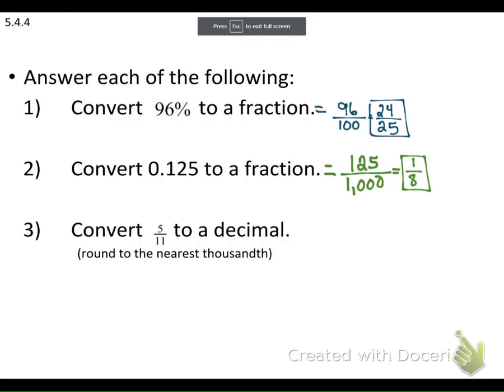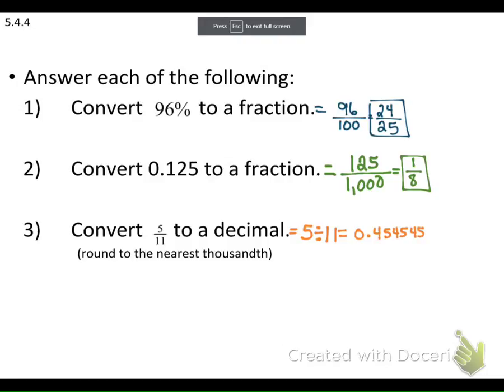Number 3, we're going to convert a fraction to a decimal. And when we get our decimal, we're going to have to round it to the nearest thousandth. So the first thing I need to know, Kelsey, is how to change a fraction to a decimal. So I'm going to take 5 divided by 11. And what did you get? 0.4545 repeating, right? Yeah. All right.